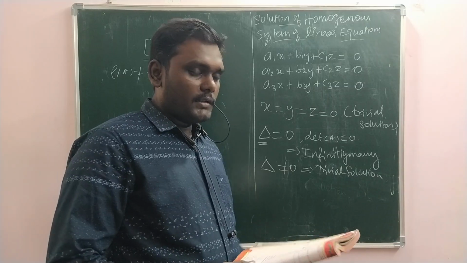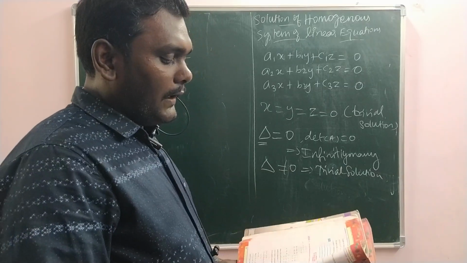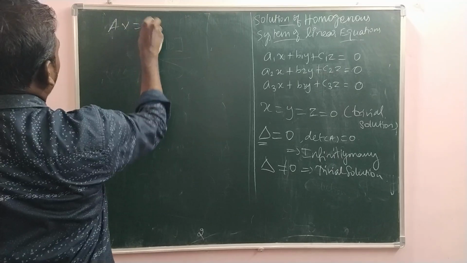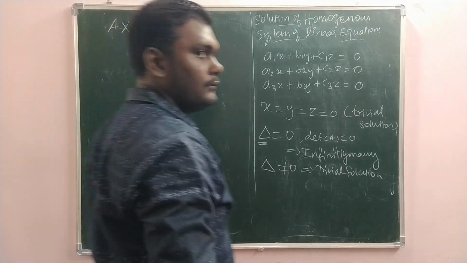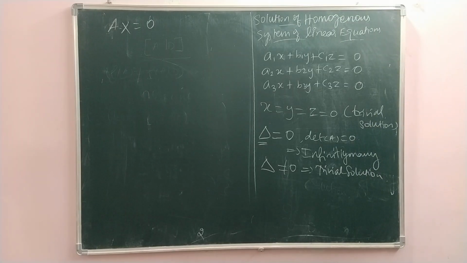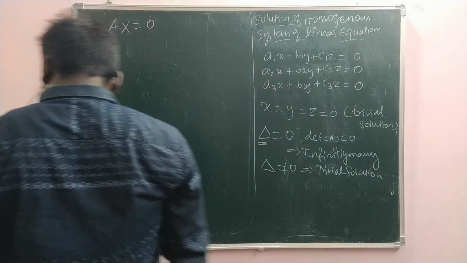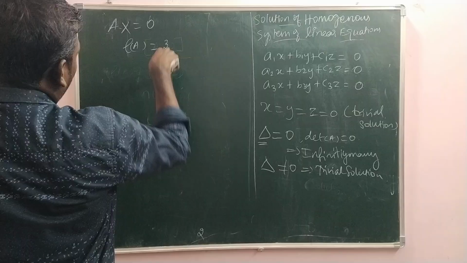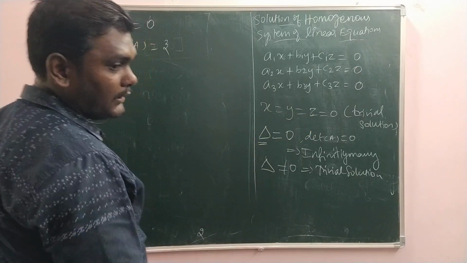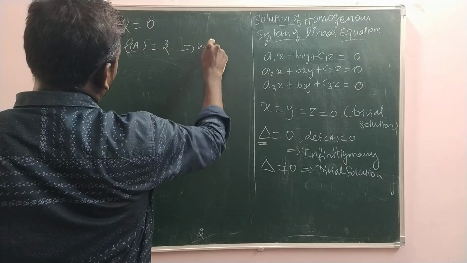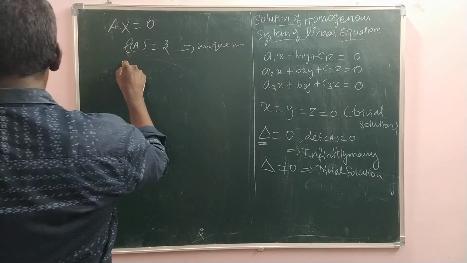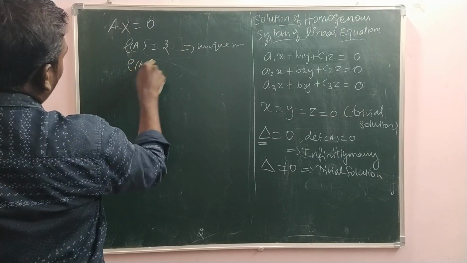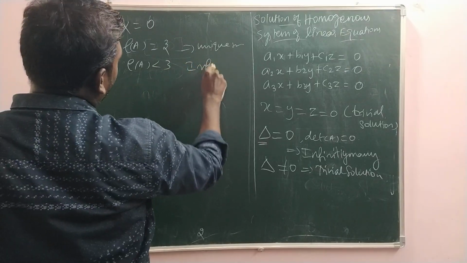Okay. And the system of equations Ax equals 0 has two kinds of outcomes. We write this as a system of equations AX equals 0 matrix, right? Here, if the rank of A is 3, that means the number of variables, then it has a unique solution. And if the rank of A is less than 3, then it has infinitely many solutions.